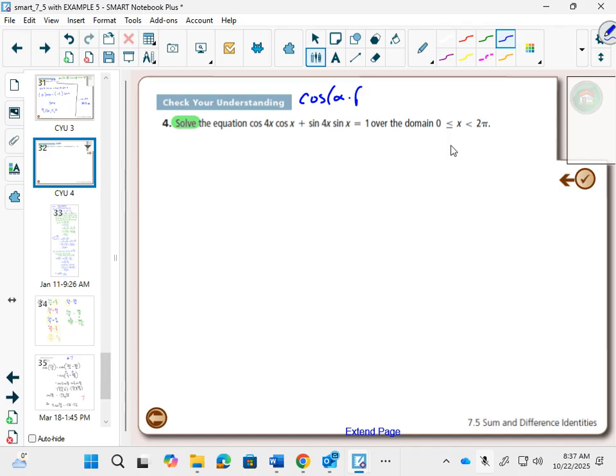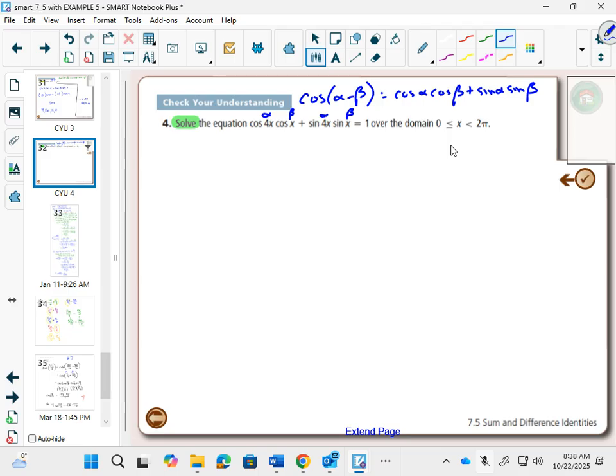cos alpha minus beta is cos alpha cos beta plus sine alpha sine beta. And this part right here, if this is alpha and this is beta and this is alpha and this is beta, the left-hand side of that equation sure looks like this formula.